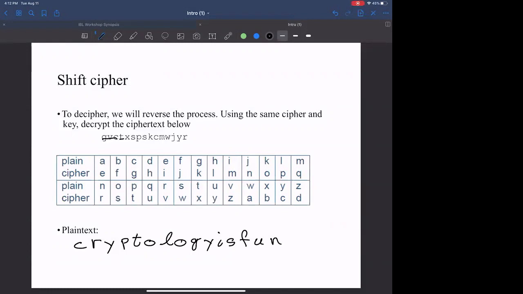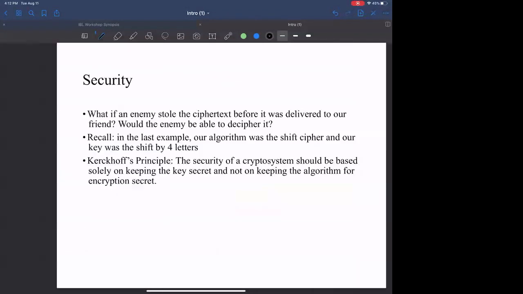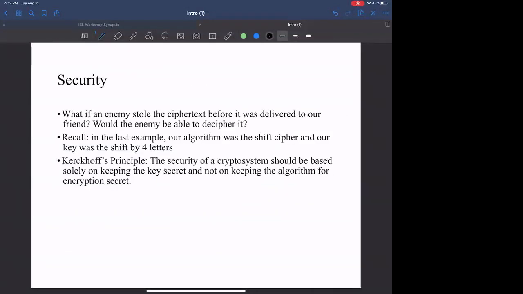So we just need to put the spaces in. Cryptology is fun. All right, so with the shift cipher, once you write out the two different alphabets, the plain and the cipher alphabet, it's pretty easy to encrypt and decrypt both ways. All right, so we're going to practice these in next class, but we're also going to talk about security.